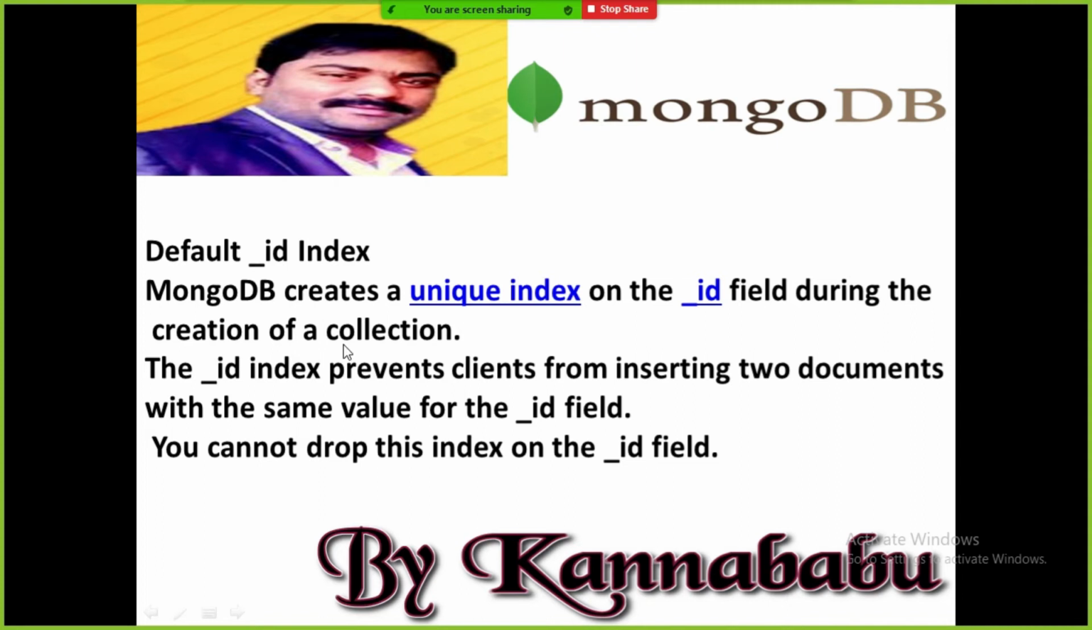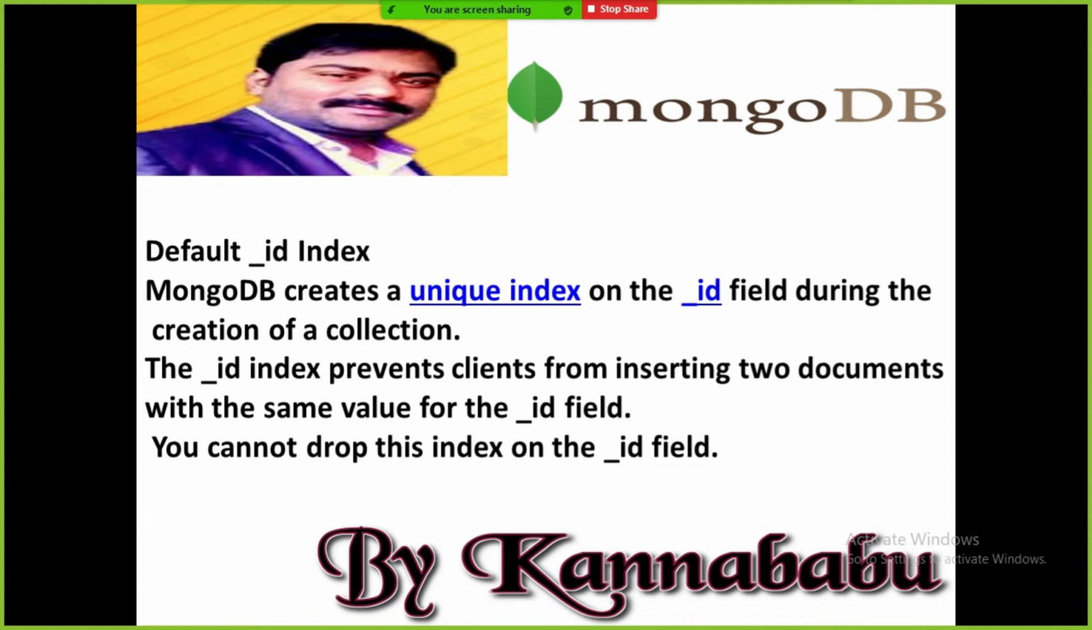By default, in MongoDB, every document must have an ID column. If you're not providing an ID at the time of creating the collection, an ID will be generated. MongoDB creates a unique index on the underscore ID field during the creation of the collection. If you want to manually create an ID, you can assign some object ID, some unique ID for each and every document. In order to maintain the uniqueness of each and every document, MongoDB by default assigns a unique index on the ID column. Is it clear?